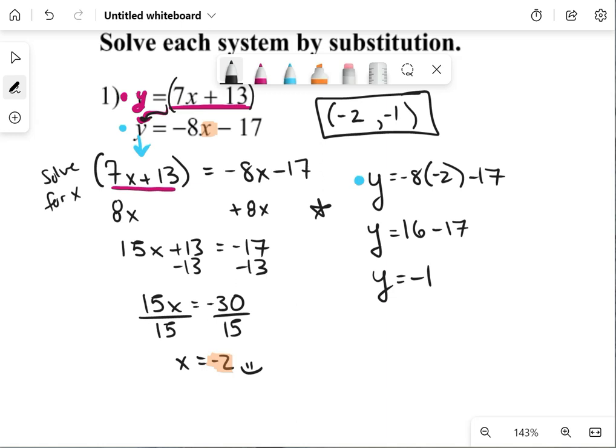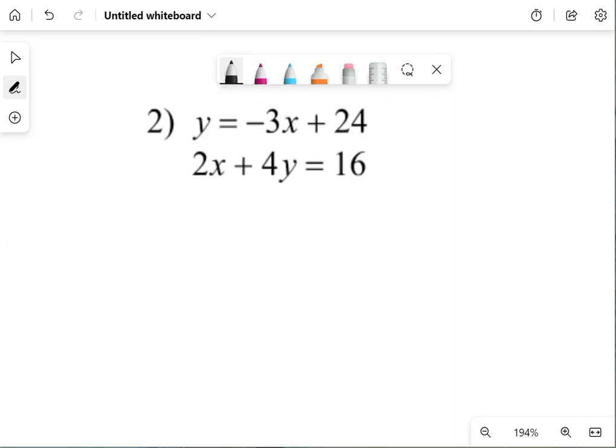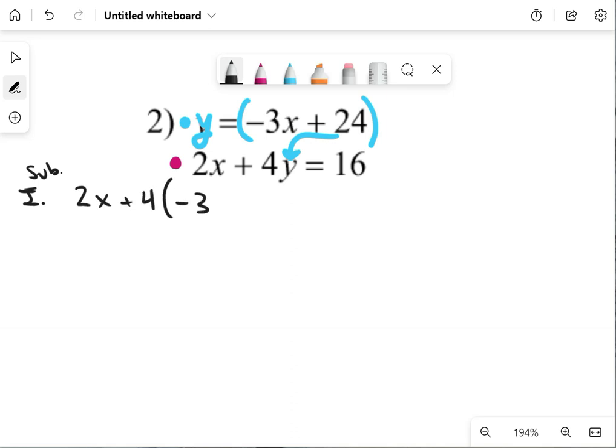Let's look at another example of substitution. This one is a little bit different. We have the top equation solved for y: y equals negative 3x plus 24. The bottom equation is not solved for y. But once again, what we can do is take this top equation and put it in where y is right down below. So substitute, that's our first step. You make the substitution: 2x plus 4, I'm going to put it in a quantity, negative 3x plus 24, equals 16. Everything else stays the same.